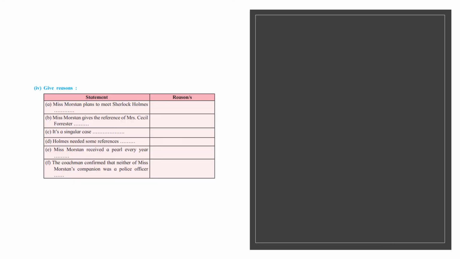Question number 4. Themes, give reason. Miss Marston plans to meet Sherlock Holmes. The reason is to solve the mystery of her missing father and also about knowing the treasure. Miss Marston gives the reference of Cecil Forrester because Mary worked as a governess at Mrs. Cecil's home. By her advice, she published her address in the advertisement column.